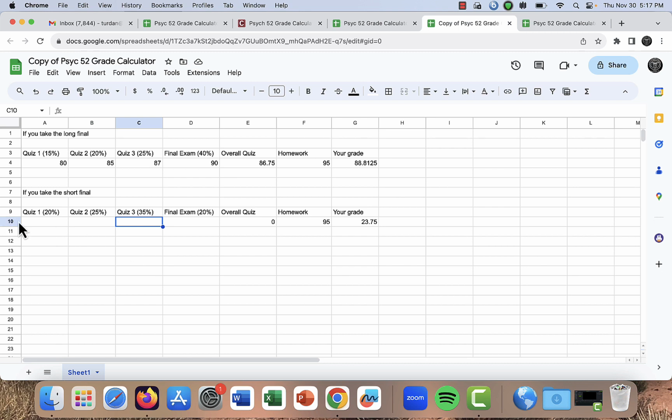So in this calculation, each of the quizzes counts for a little bit more than if you do the long final, and the final exam counts for half of your overall quiz grade if you do the short final compared to the long final. So if you're doing this one, you probably got good scores on the first 3 quizzes, and then on the final exam, say you get a 90. Okay, so the overall quiz grade is a little bit higher, and your grade ends up being a little bit higher. So that's how you calculate your grade. Plug in your quiz grades, plug in your homework grade, and that will give you your overall grade for the course.